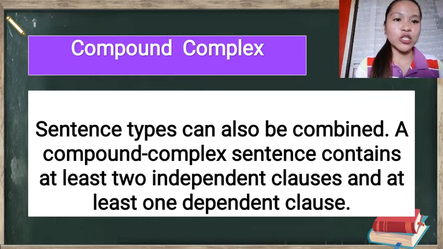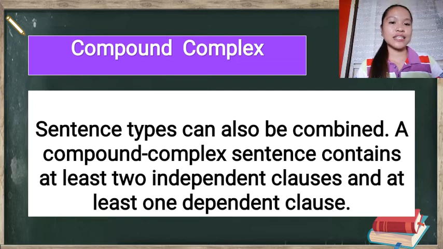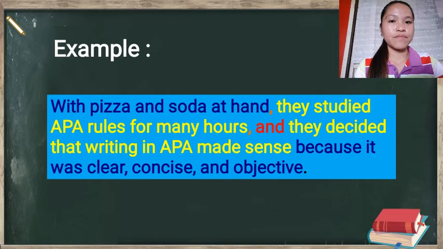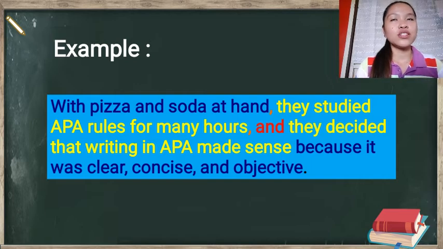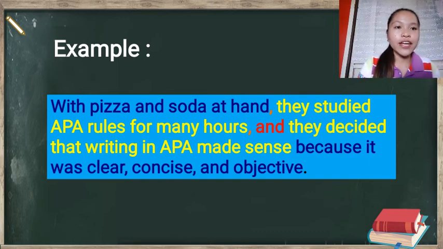Sentence types can also be combined. A compound complex sentence contains at least two independent clauses and at least one dependent clause. So for us to remember what a compound complex sentence is, we will just remember that it consists of two or more independent clauses and at least one dependent clause. So we have here an example.